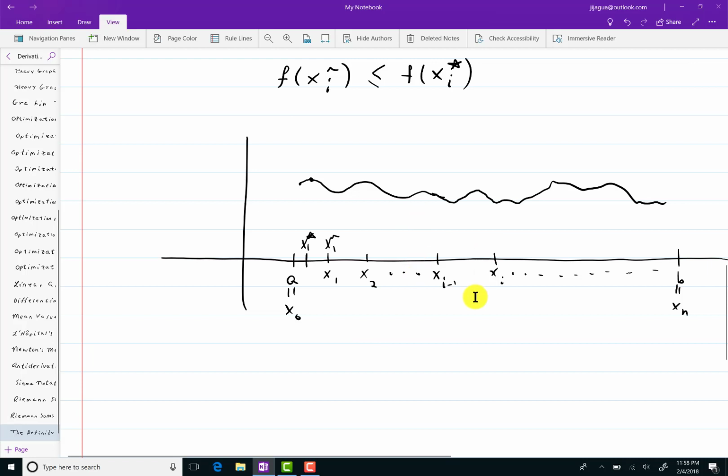Well, I'm going to do the same thing for x sub i minus 1 to x sub i. If I locate the smallest point and the highest point on there, then underneath the lowest point on the x-axis, I'll have x sub i squiggle, and then x sub i star.